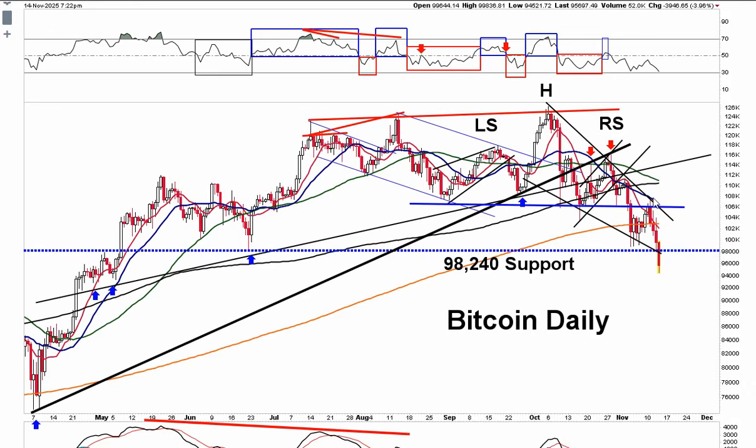The question is, will we be able to move above this high? And again, if we do, do we get a bigger recovery or not? And it's now the waiting game.